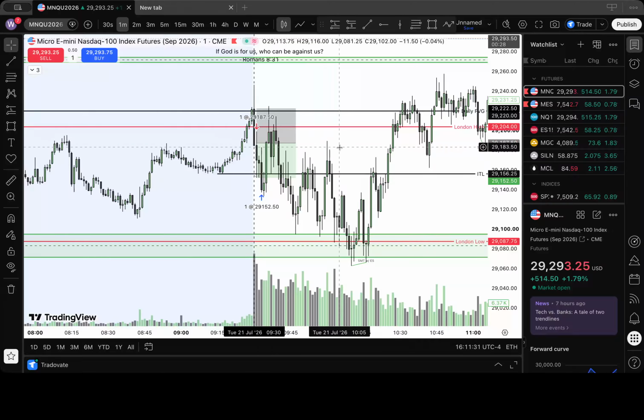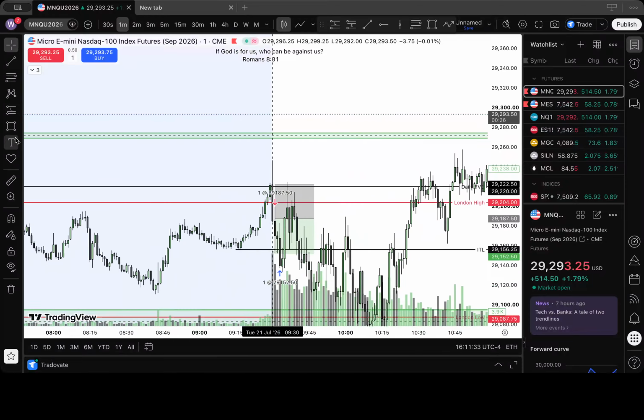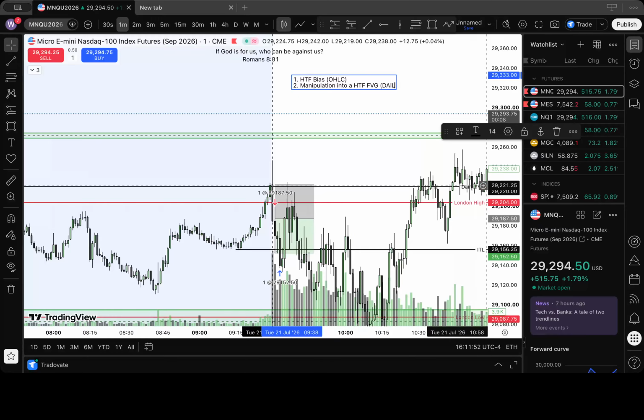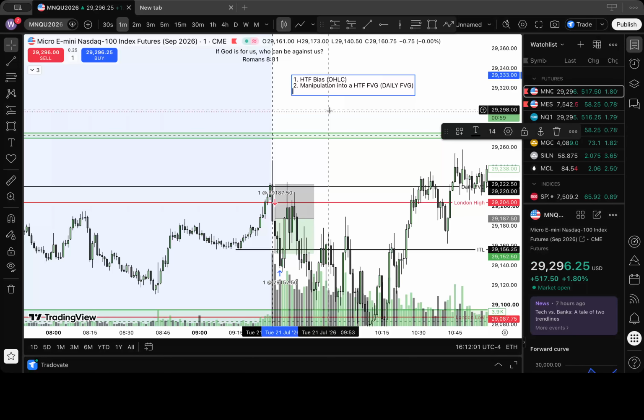So once again, just to give you a full recap of what we saw, I'll just type it out here. We had higher time frame bias, where I wanted to see an open, high, low, close. We then had a manipulation into a higher time frame FVG. In this case, it was the daily FVG. However, it can of course be the 15-minute FVG. It could have been just a London high, sell side liquidity, buy side liquidity, something like that.